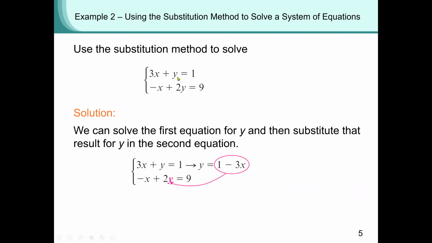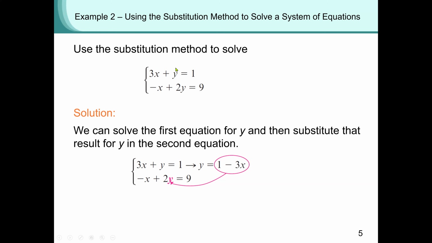So 3x plus y equal to 1. So this means y equal to 1 minus 3x. And that's what we have here. 3x plus y equal to 1. So y will give me 1 minus 3x. Now I'm going to substitute 1 minus 3x in the second equation.